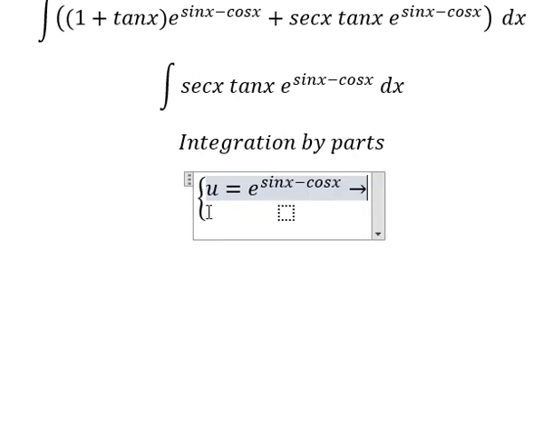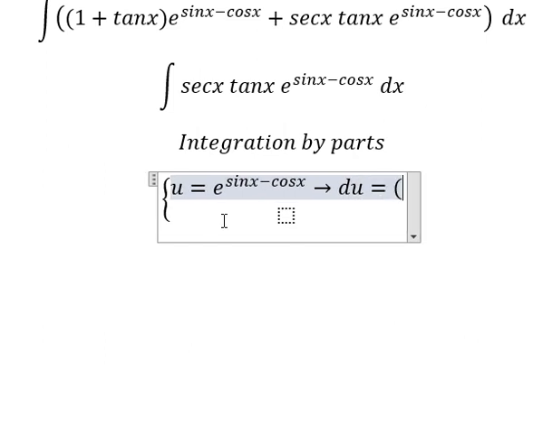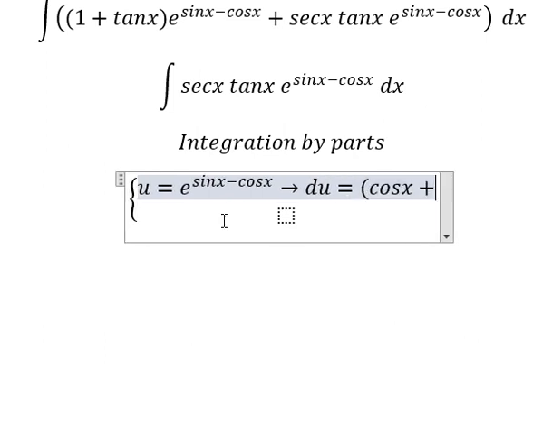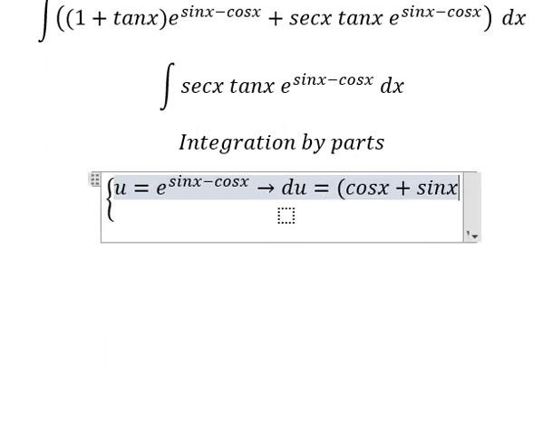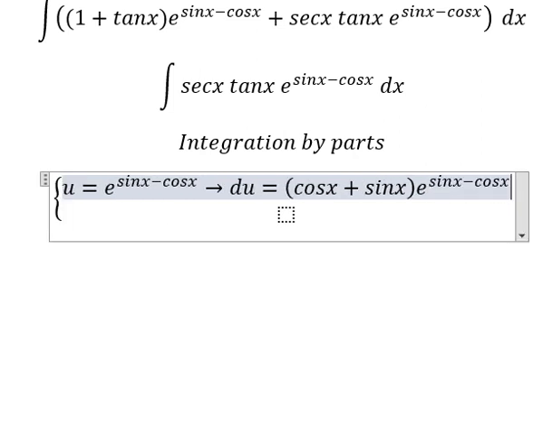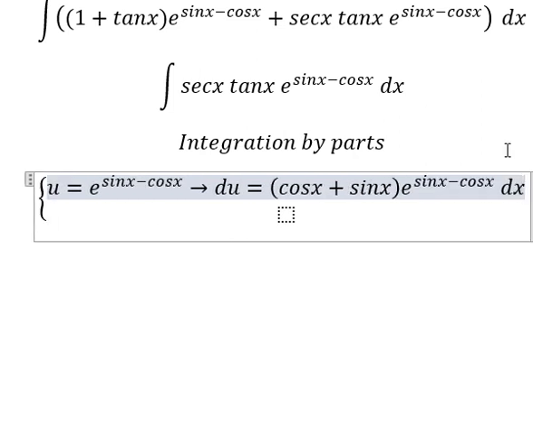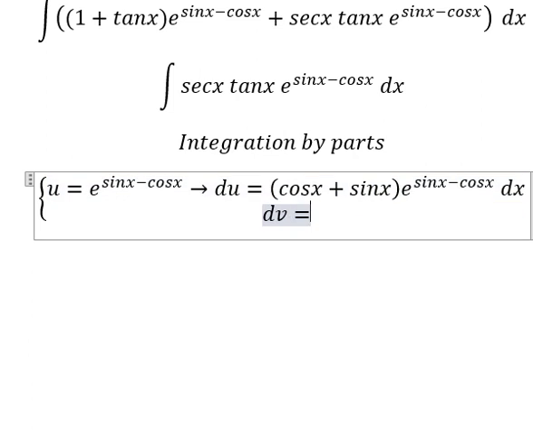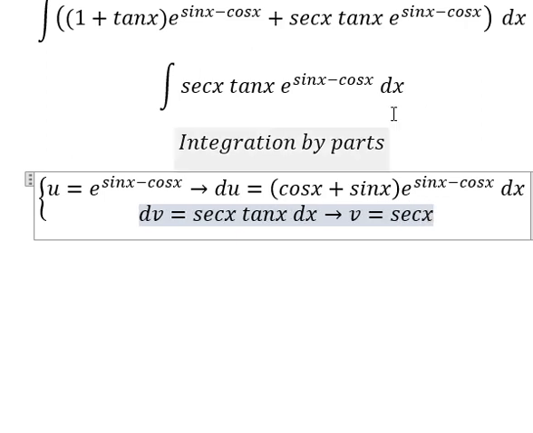Later we need to do first the derivative for both sides, and we have du equals cosine x plus sin x times e to the power of sin x minus cosine x. After that, we do first the derivative dv, that is secant x tan x dx. The integration of this one is secant x.